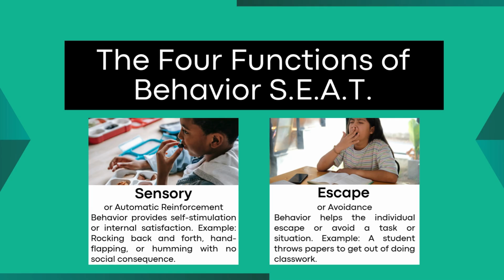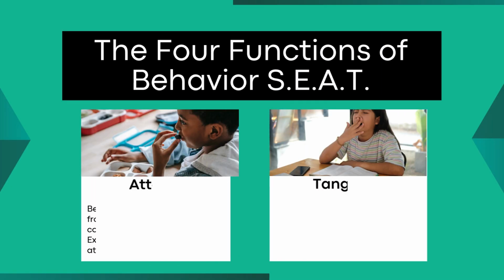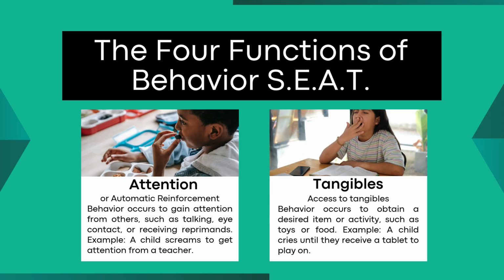Let's take a closer look at the four functions, starting with sensory and escape. Sensory behaviors provide internal reinforcement like rocking or humming, and escape behaviors allow the individual to avoid a task. For example, a child might throw papers to avoid doing classwork. And next, we have attention and tangibles.